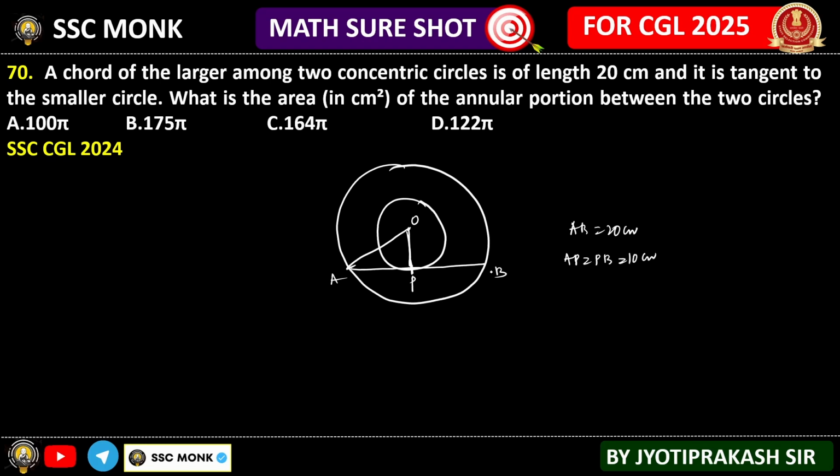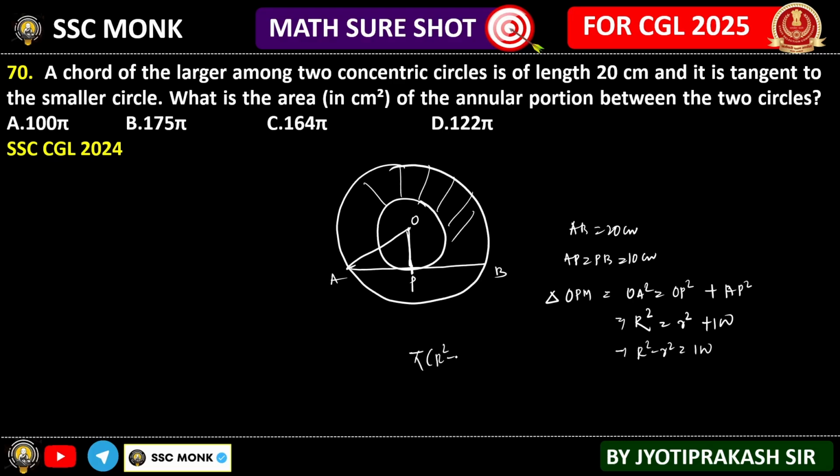Yes or no? Yes. Now in this triangle OPM, OA square is equal to OP square plus AP square, or PA square, you can write it as it is. Let's say OP square is the larger R, OP is the smaller R, plus 100, or I can write R square minus r square is equal to 100. Yes or no? Yes. Now it is asking about area between annular portion, means area between these two circles. So that means pi into R square minus r square, that is equal to pi into 100. So answer is 100 pi, option A.